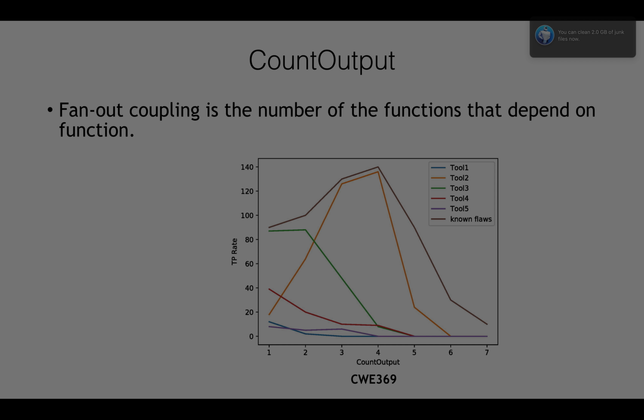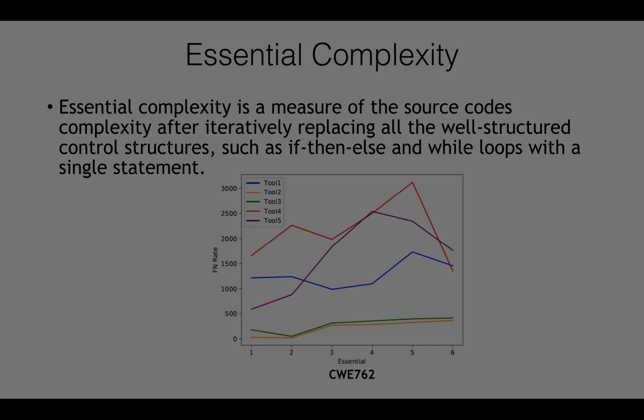As the value of the count output metric increases, which means the functions in the source code have a high degree of coupling, tool 3 finds fewer defects than tool 2 and the other tools. Likewise, tool 2 finds more defects than the other tools when the value of the metric increases. Unfortunately, none of the tools can find any defects in the source code when the value of the metric becomes more than 6. Next, we're going to discuss the behavior of a static code analysis tool based on the essential complexity metric.